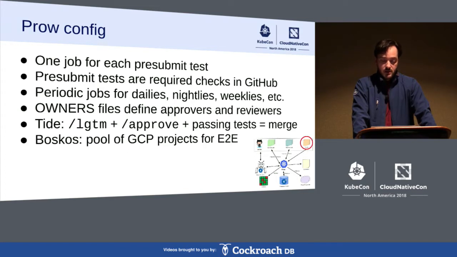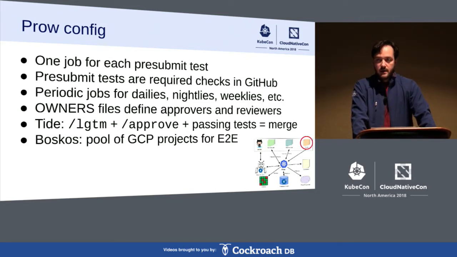And the other service is Boskos, which is a pool of GCP projects that are used for our end-to-end tests, ensuring that we have isolated environments, and not only isolated, but also fresh, so we can run tests without interference. So get a project, an exclusive project, run your test, bring up a cluster, run your test, shut it down, done. Next time, do it all again. You ensure that no external environment change will affect your tasks.